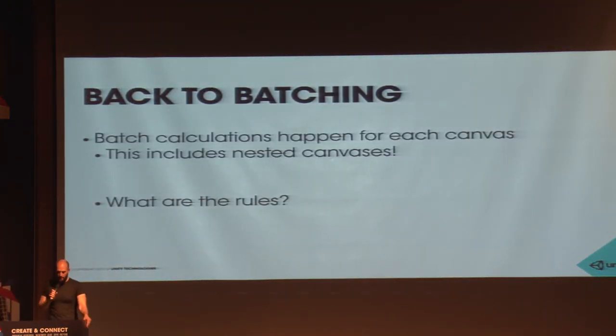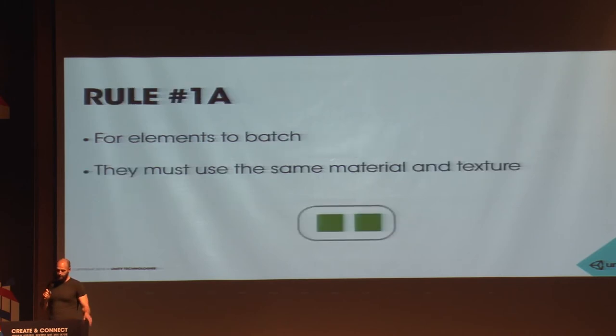So back to batching. The first rule for batching in the UI system is that batching happens on a per canvas basis. This means that if you have elements on one canvas and separate elements on another canvas, they will not batch together. And this includes nested canvases. By using nested canvases, it's possible to spatially divide the elements in your UI and have them batch in a separate way. Let's go through the rules of batching for the UI system.